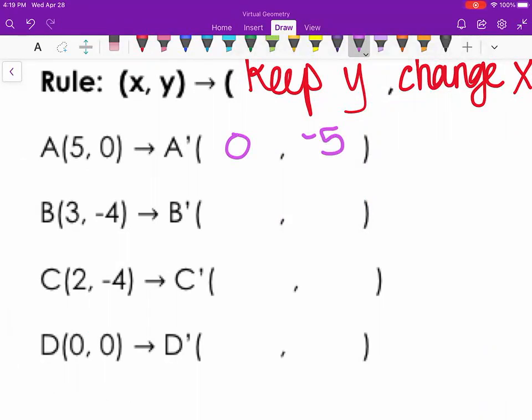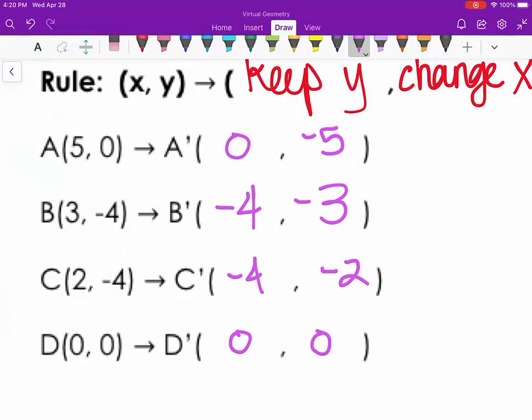Same thing for the next point, keep the Y. So we're keeping the -4, but changing the X to -3. For C, keep the Y, so -4 stays. Change the X, so +2 becomes -2. And then our last one, 0, 0.